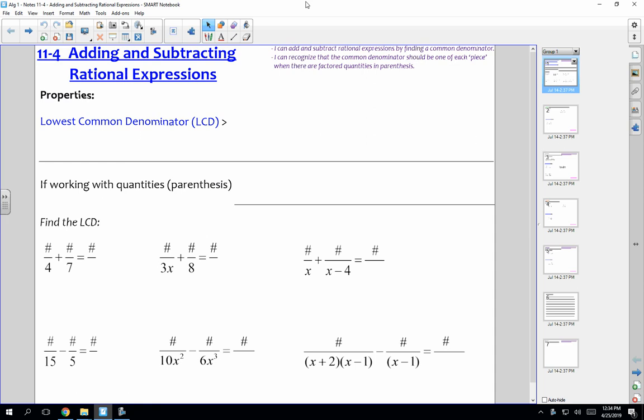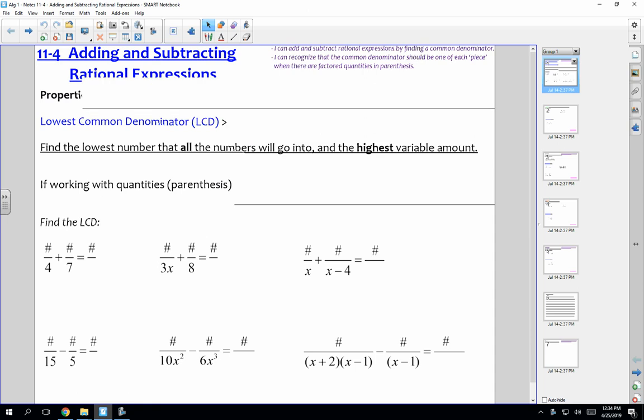So one term you'll need to be familiar with as we prepare to find common denominators before adding and subtracting these rational expressions is the lowest common denominator, or LCD. It's where we find the lowest number that all the numbers will go into, and the highest variable amount. So if you look down here at the examples at the bottom, you can see with the 4 and the 7.